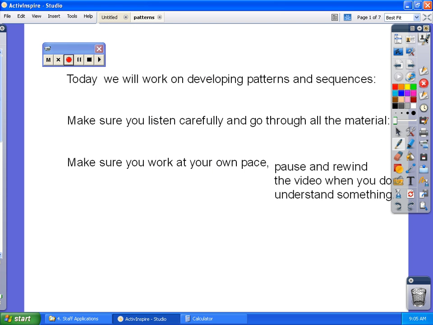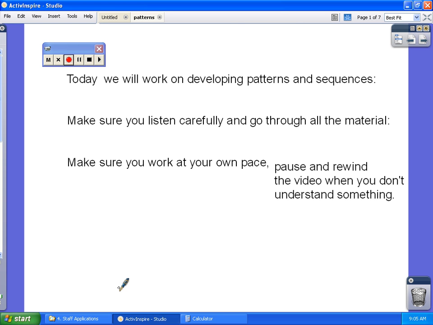The next thing, there's going to be a couple times during this that I'm going to ask you to pause the screen. When you pause the screen, at the very bottom of your screen, there will be a pause button. Make sure you do so, and make sure you follow along. There's going to be a couple different things that you have to do.